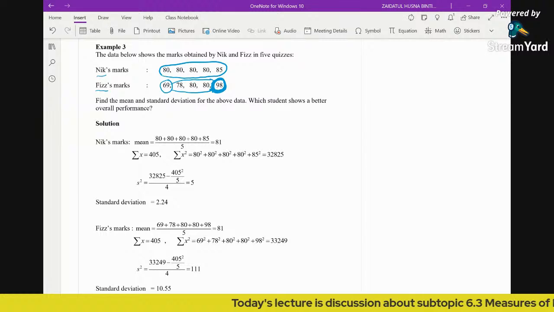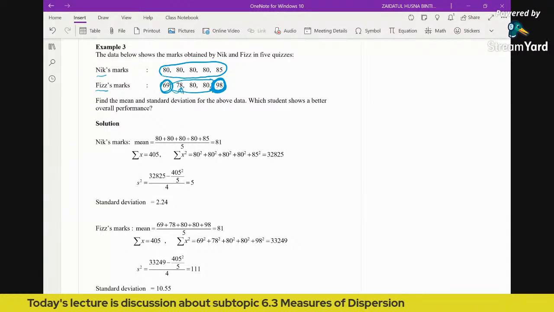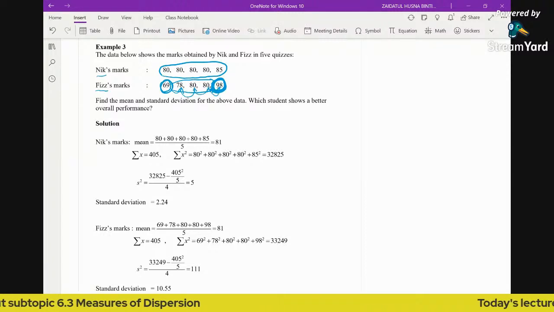Alright. So mula-mula ni dia main game banyak. Okay, lepas tu dia perform, dia improve. Okay, and then quiz 3 dapat A, quiz 4 dapat A, and then quiz 5 dia all out, so dapatlah 98. Okay, so that is Fizz.